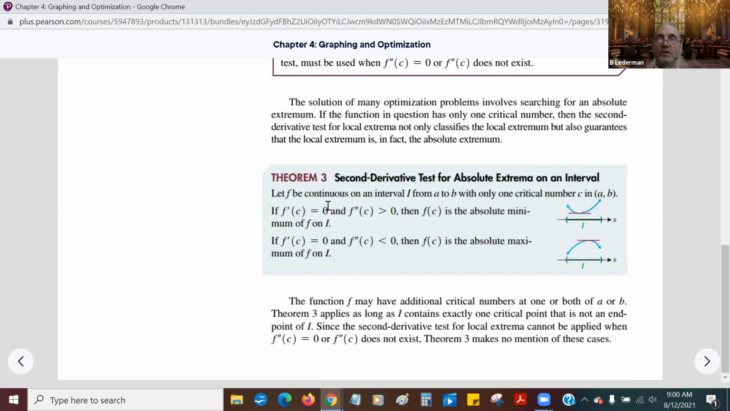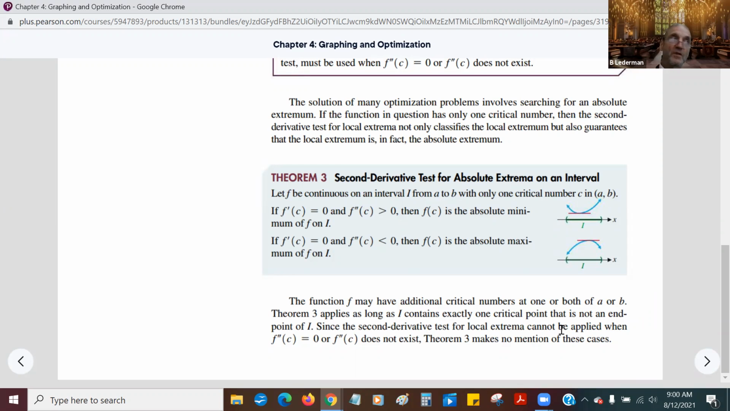So if f is continuous on an interval with only one critical number, c, and it's an open interval (a, b), that means if the first derivative is 0 and the second derivative is positive, then f of c is the absolute min. If the first derivative is 0 and the second derivative is negative, then f of c is the absolute max of f on the interval I. And again, this specifically works for open intervals.